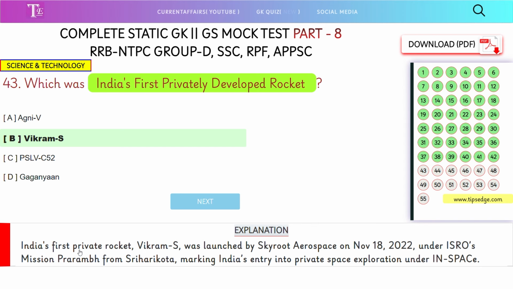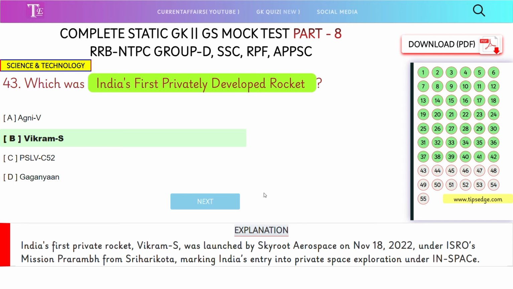India's first private rocket, Vikram S, was launched by Skyroot Aerospace on November 18, 2022 under ISRO's Mission Prarambh from Sriharikota, marking India's entry into private space exploration under InSpace.